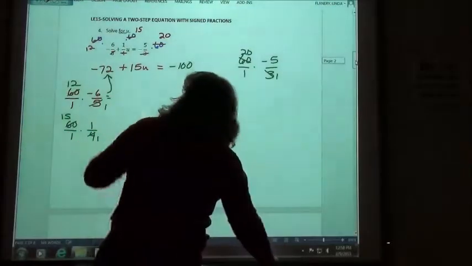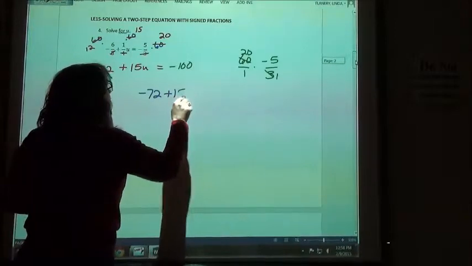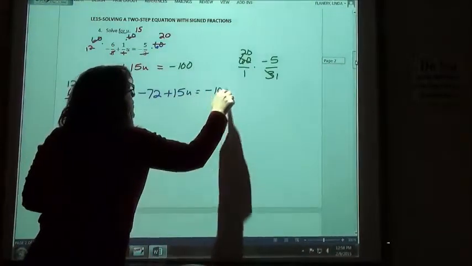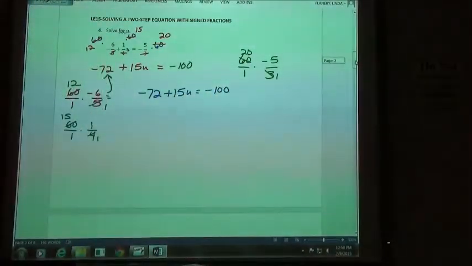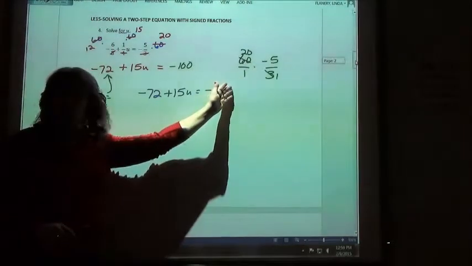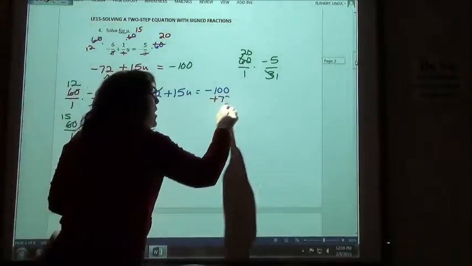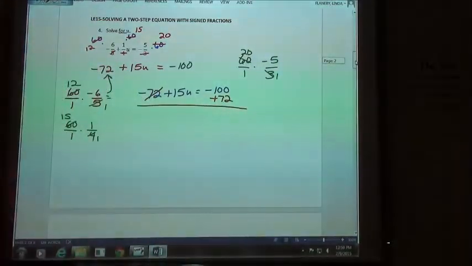So we've gotten rid of all the fractions. Negative 72 plus 15u equals minus 100. Now we solve that like we solve our other equations. We want to solve it for u, so what should we do next? Plus the 72, right? We want to get that number over here with this other number. Since it's a minus 72 and we're moving it to the opposite side, we got to make it a plus 72.